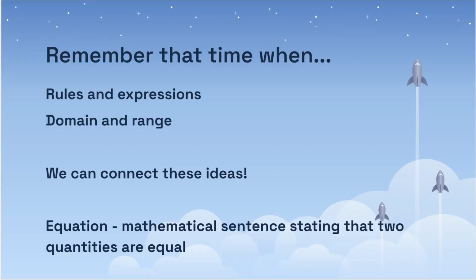Okay, so remember that time when we looked at rules and expressions, and we looked at patterns, and how expressions can be written to represent a pattern. So for example, we always go back to this. You get into a taxi, it's $85, and then you add $15 for every kilometer, right? So this is an expression that represents a taxi ride.